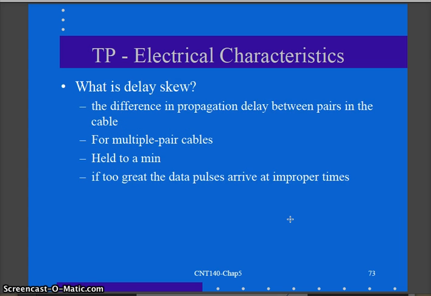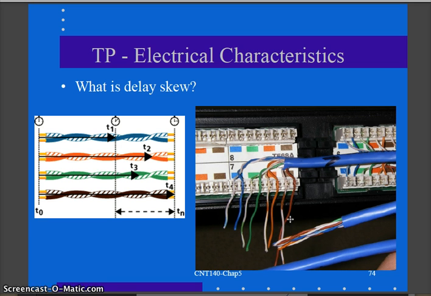Another electrical characteristic I run into is something called delay skew. Delay skew is the difference in propagation between pairs in a cable. Again, when I have 4 wire pairs, if this is too large between wire pairs, it can be a problem. And here's a graphic trying to show you delay skew. Delay skew is just okay.